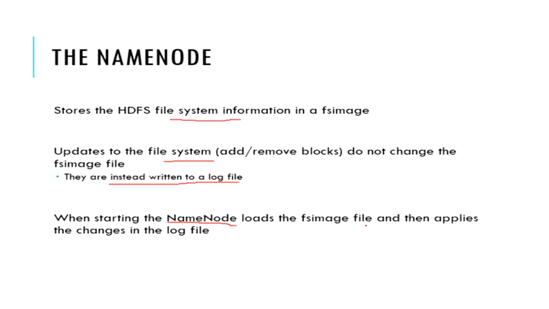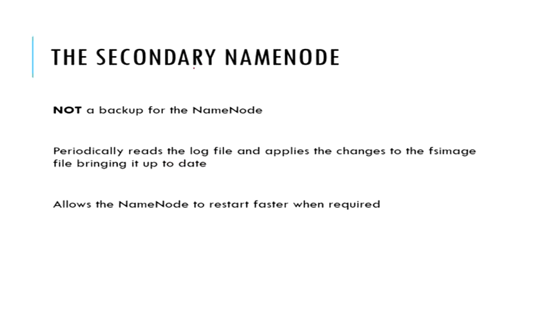the information that is stored in the FS image is committed. The secondary name node, as the name might imply, seems to be the backup of the name node, but this is not actually a secondary storage or a backup of the name node. What it rather does is it reads the log file, which was being maintained by the name node, and applies the changes to the FS image file and brings it up to date. So everything that the name node was putting in the log file is actually committed to the FS image using the secondary name node.